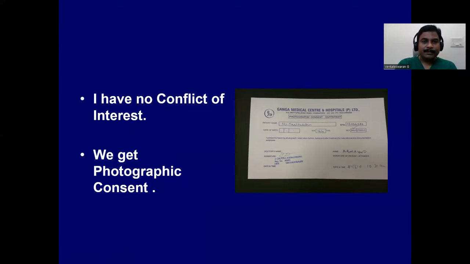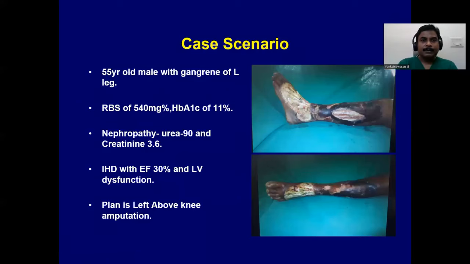I would like to start with a small case scenario. A 55-year-old male with gangrene of the left leg came with blood sugars of 540 with an HbA1c of 11%. He had elevated urea and creatinine, and also has ischemic heart disease with an ejection fraction of 30% with severe LV dysfunction. The plan is to do a left above knee amputation as an emergency procedure.